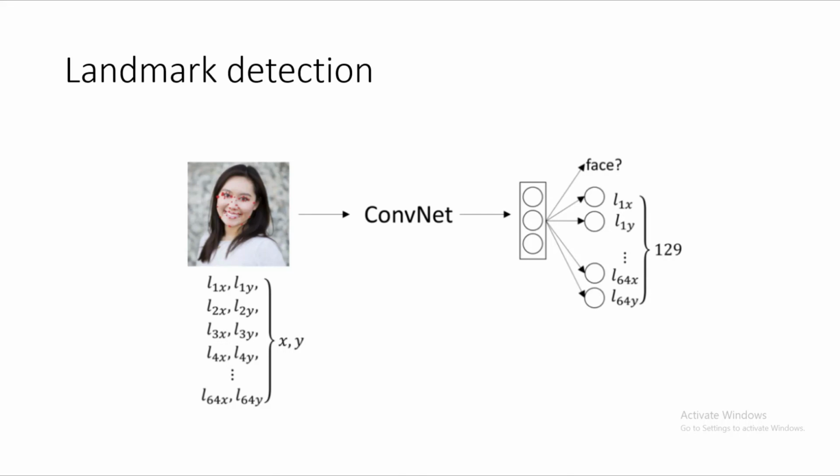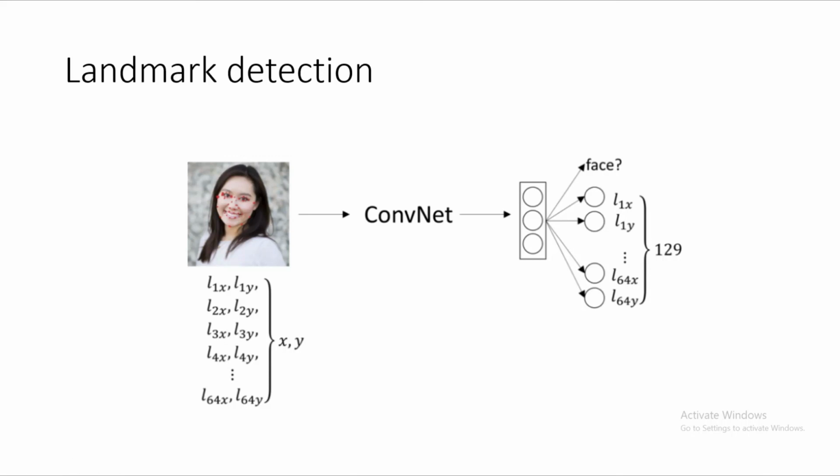This output will tell us whether it's a face or not, and if it is a face, then it will give us the location of the landmarks. Based on this we can train the network, and once we train it, we can detect the landmark positions of any face. And this is a simple example.